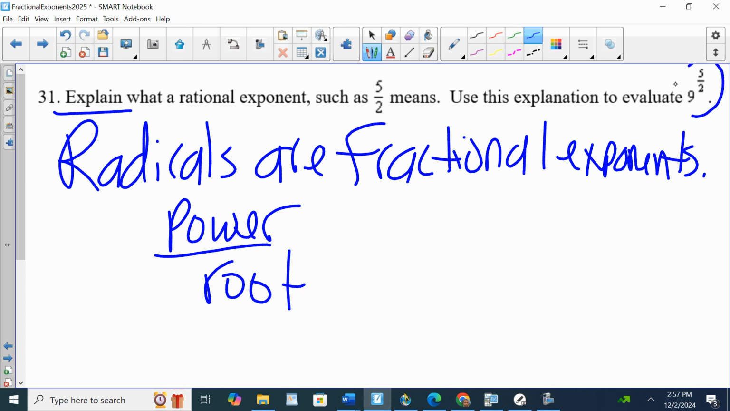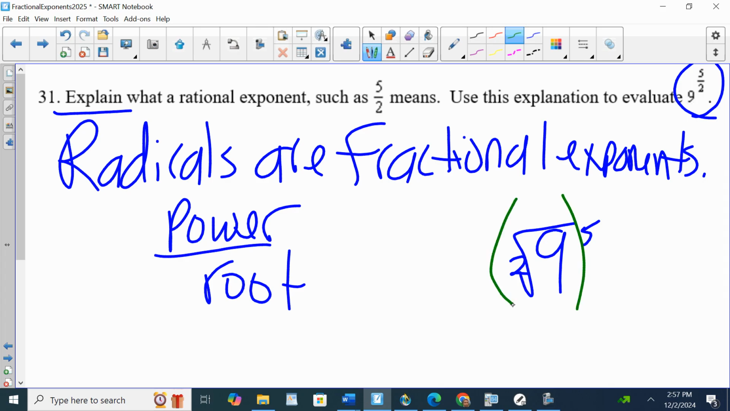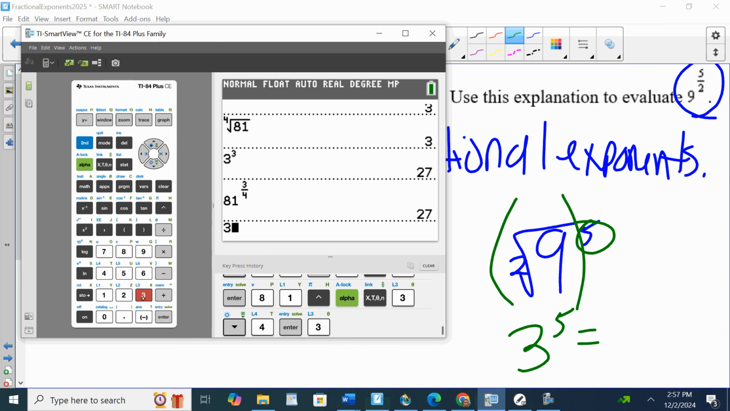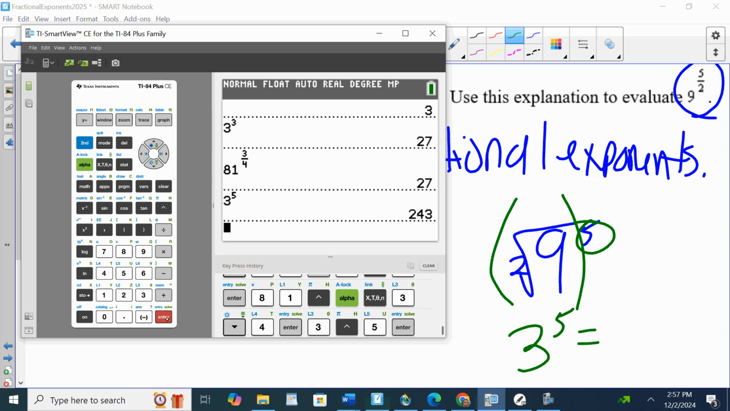So now if I want to evaluate this, I put the 9 inside of a radical. Power is 5, root is 2. Do the root first. The square root of 9 is 3, to the power of 5. Use a calculator if you need to. 3 to the power of 5 is 243.